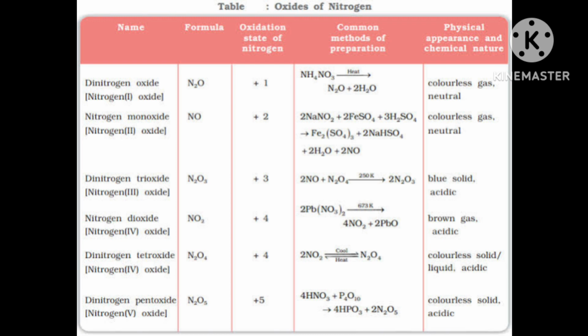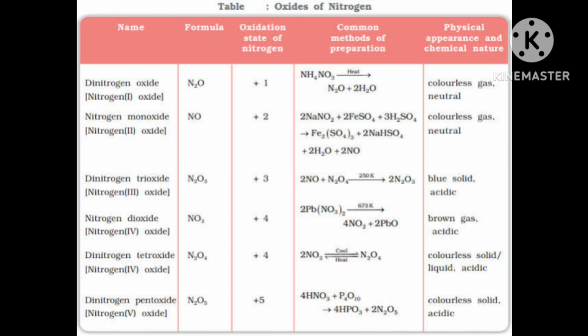This is again a colorless solid, and its character is acidic. Then here you got 3 solids. First is a blue solid, that is N2O3, and the last 2 are again solids. Both are colorless solids, meaning N2O4 and N2O5 are both colorless solids. N2O4 can be solid and liquid both, but N2O5 is only solid, not liquid.